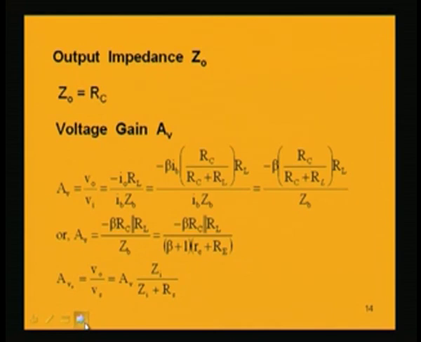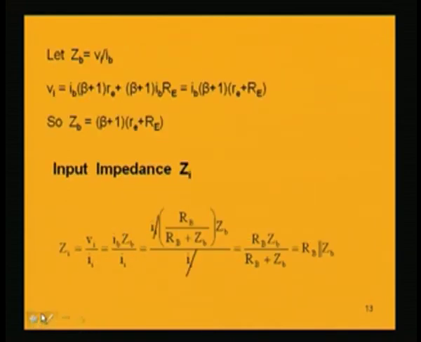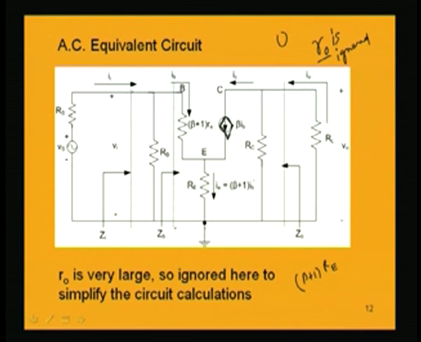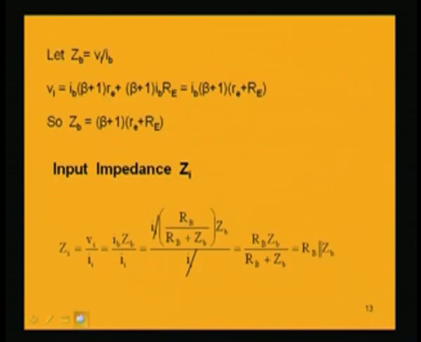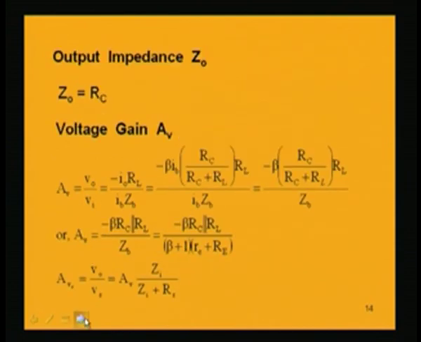What is the output impedance? If I look into the amplifier from the output side, that is from the load, we have to look from the load. Making Vi 0 means this IB is also 0, so this part is open. That means I have only one resistance, RC, at the output. So, the output impedance Z naught is RC.